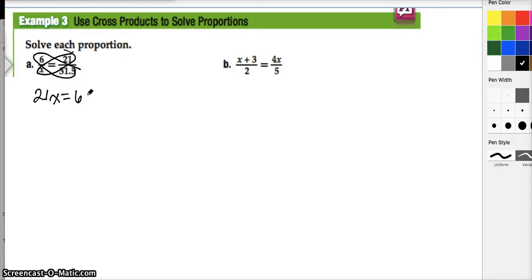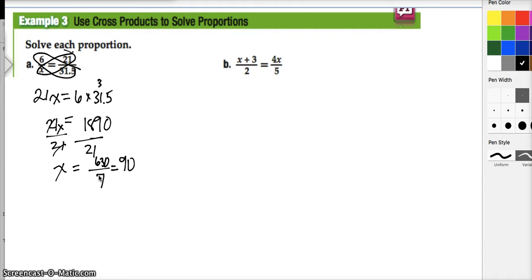So then over here I've got 6 times 31.5. So we get 21x is equal to 1,890. And you guys know how to do this. We're just going to divide both sides by 21. And what we'll get is 90 when we finally divide everything out and simplify.